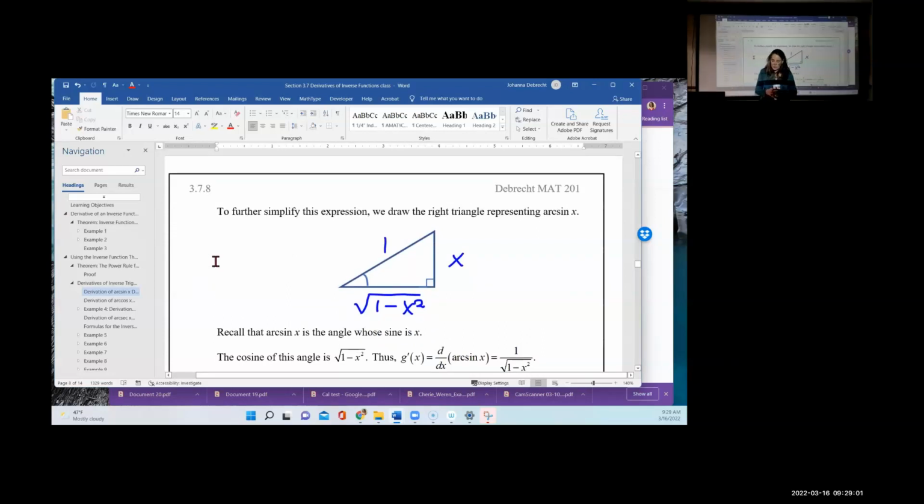And we're looking for the angle whose sine is x. So here's our angle in the lower left-hand corner, and the sine of this angle is x. That means the opposite side is x and the hypotenuse is 1. That means we knew the opposite and we knew the hypotenuse. We did not know the adjacent side. How did I derive the adjacent side? What did I use to get the adjacent side?